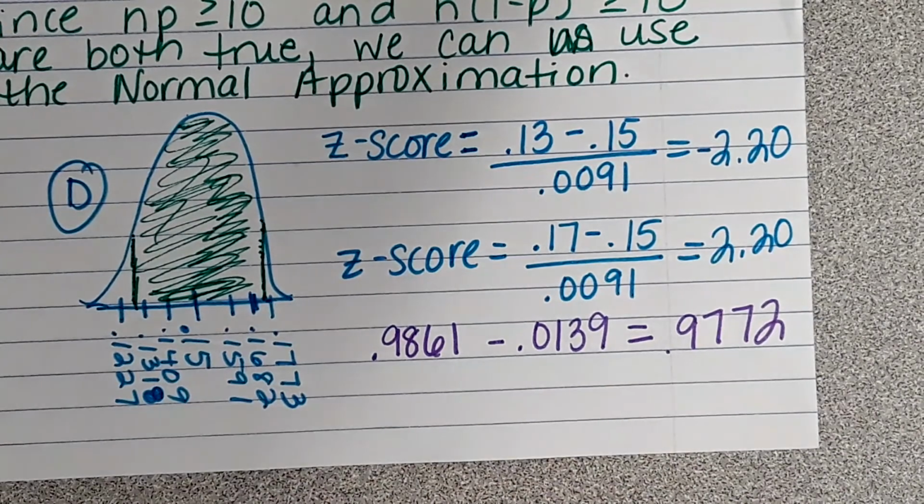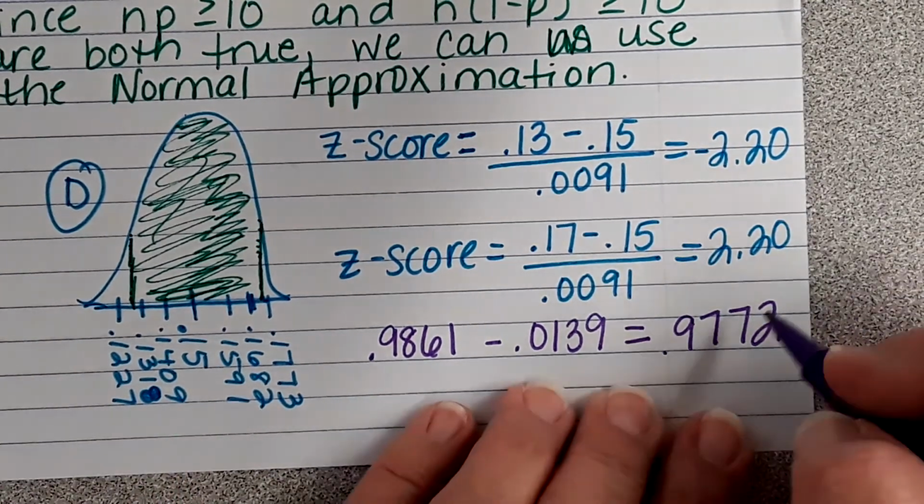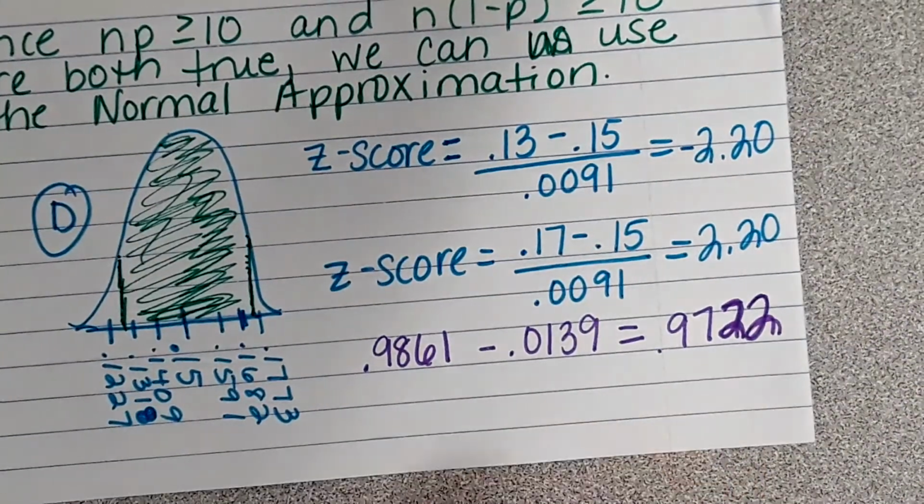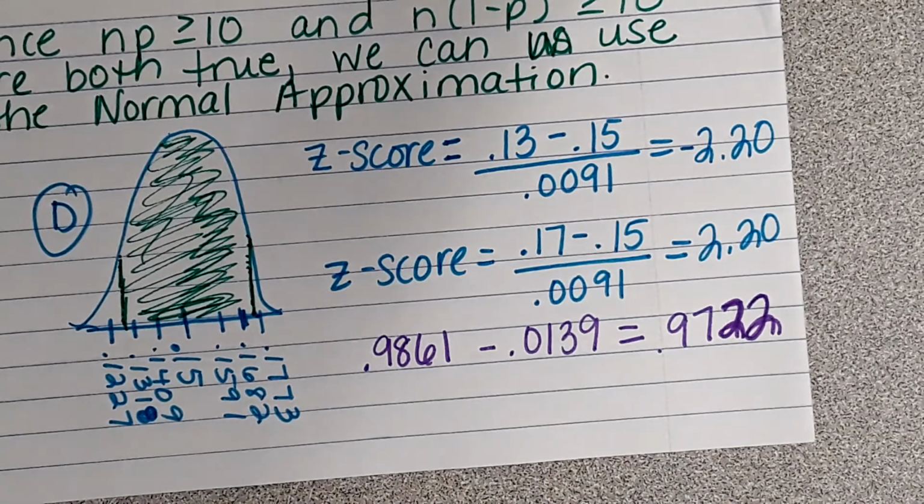Okay, the question asks, find the probability that between 13% and 17% of the sample jog. So what is the answer? I want to see how I wrote it, because the probability that between 0.3 and 0.7 of the sample jog, I'll show you what I wrote.